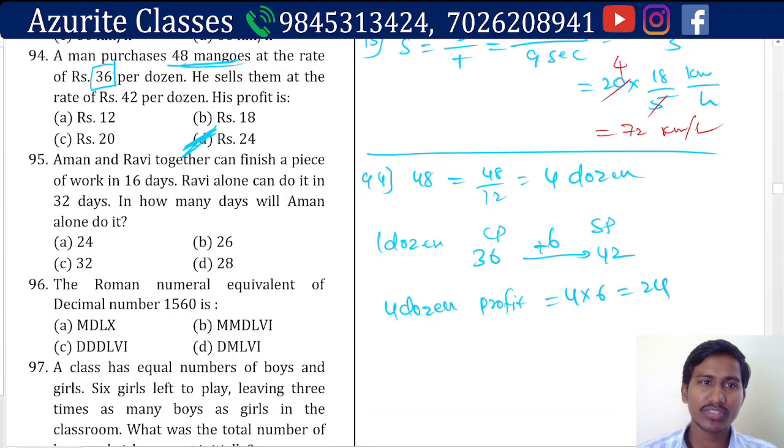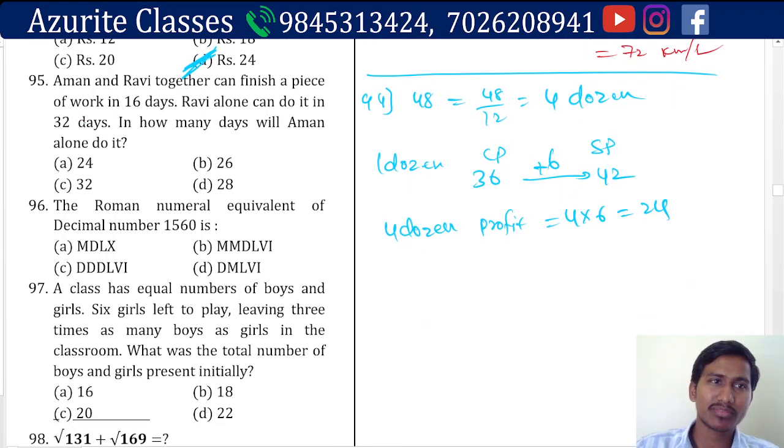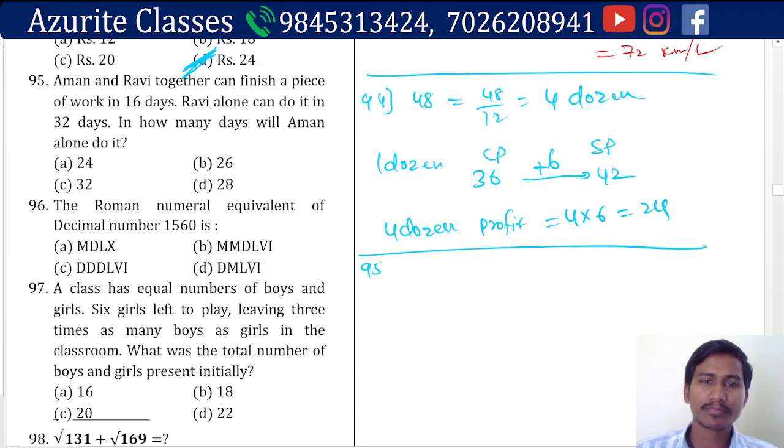So next, students, we will do the 95 question. Aman and Ravi together can finish a piece of work in 16 days. Ravi alone can do it in 32 days. How many days will Aman take alone? I did this type of question before, so I will do it again also. You have to practice that type of questions. Very easy.